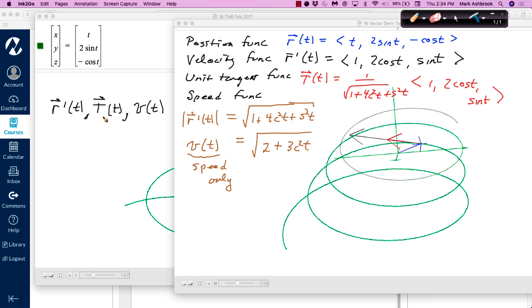So here's the hint. What is capital T relative to r prime of t? What does capital T tell us about that function? Direction. Just direction, right? And what does this tell us about that function? The magnitude. Magnitude, right? So here, r prime of t is made up of direction and speed. So how would you put them together to get r prime?